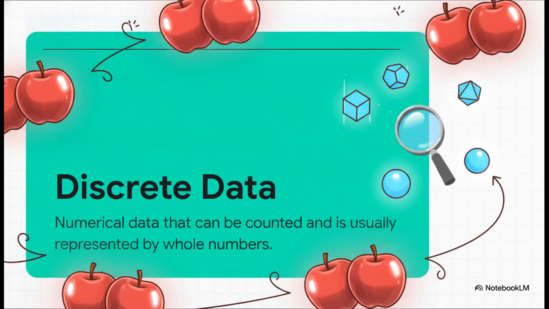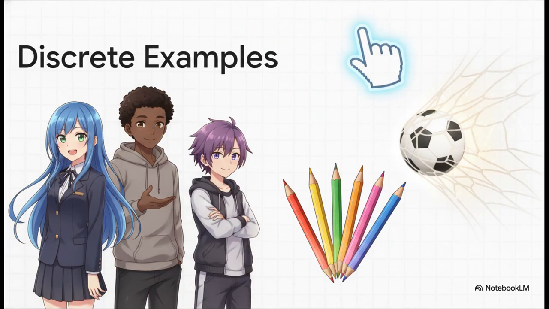Meet discrete data. This is numerical data that can be counted and is almost always represented by whole numbers. The really crucial point here is that discrete means separate or distinct. It's exactly like counting whole apples in a basket. 1, 2, 3. You count them separately, one by one. Consider everyday examples like 32 students, 8 pencils, or 3 goals. Do you notice what's missing there? There are absolutely no decimal points. You don't score 3.5 goals in a football match, right? So your golden rule here is count it one by one, and it's discrete data.